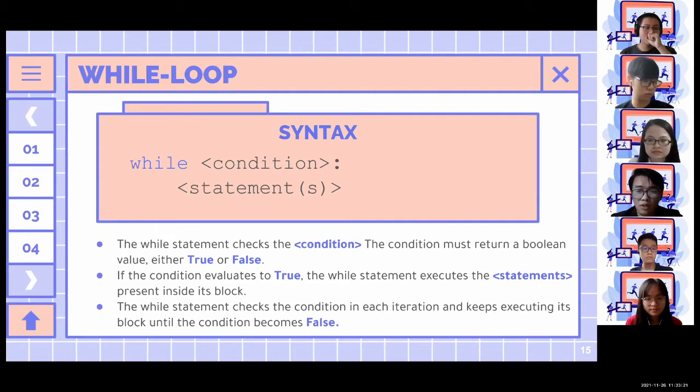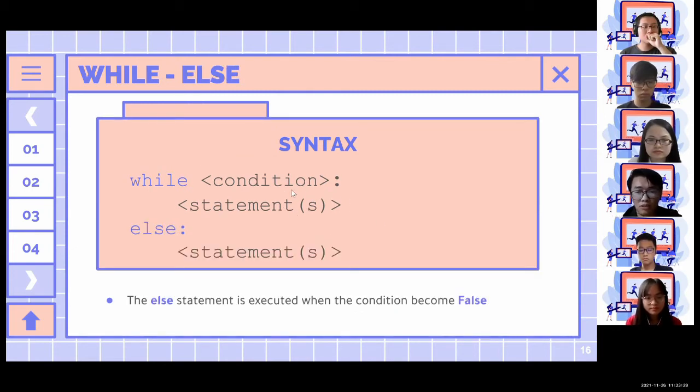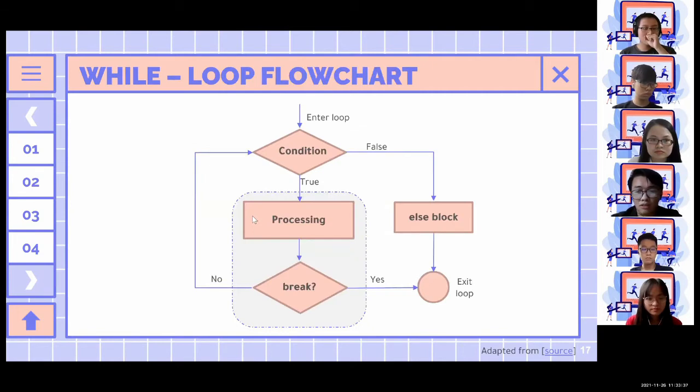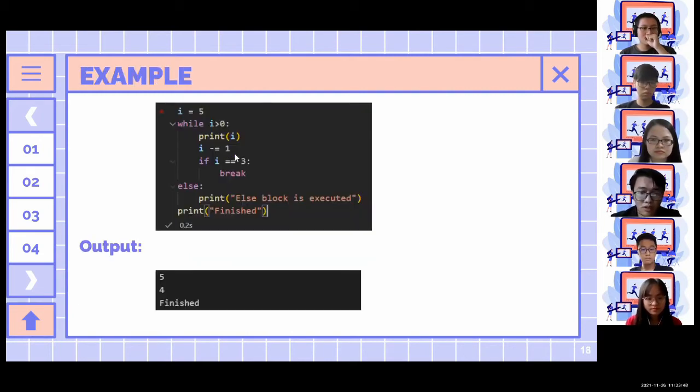Like the for loop, we can also nest a while loop inside a while loop, and the function is similar to the nested for loop. We can also put an else statement after the while loop. The else block will be executed when the condition becomes false. However, if we use a break or return statement to terminate the loop, the else block won't be executed, as you can see from this flowchart. For example, here Python prints 5 and 4 in the first two iterations, but in the third one, it encounters a break statement and it will stop the loop and also skip the else block immediately.